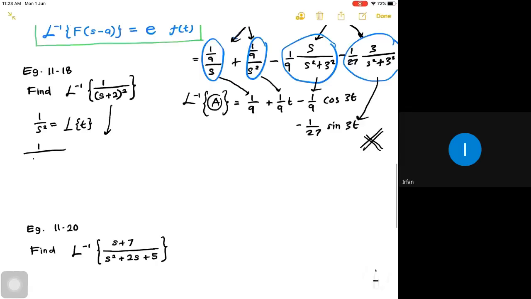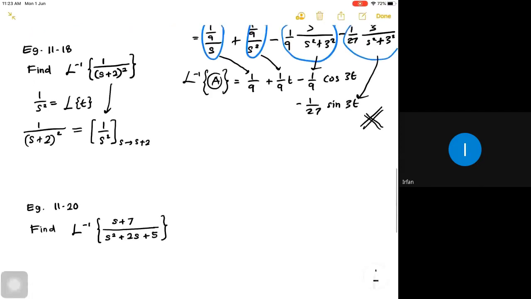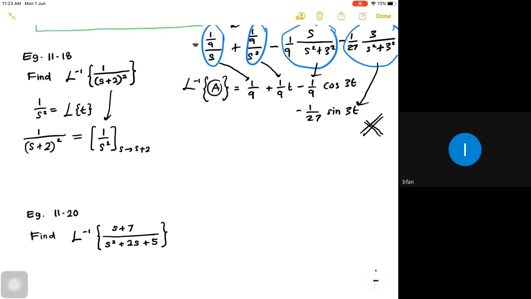So we simplify the function first. This one can be changed into 1 over s squared, which is similar to the formula that we know. And then, where s is changing to s plus 2, this is the first shift theorem. So remember the s plus 2, and then we can just inverse this one, and then we multiply with the exponential.